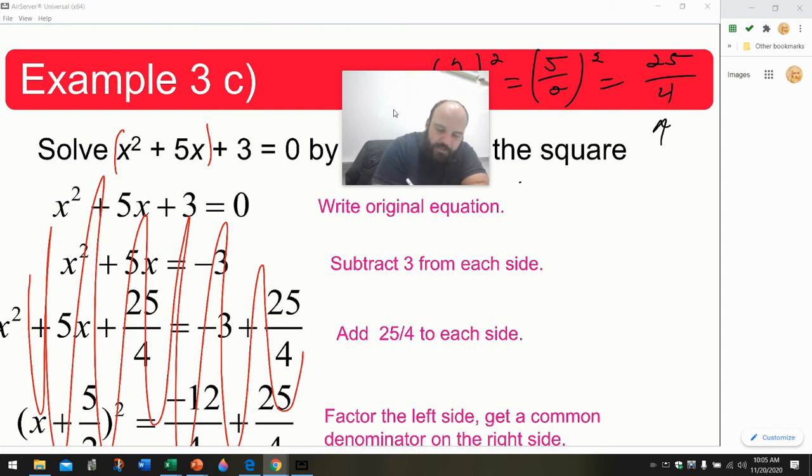So that new equation is going to be x squared plus 5x plus 25/4. That's what's all in the parentheses. We still have the plus 3. We need to subtract the 25/4, and then that's all equal to 0.